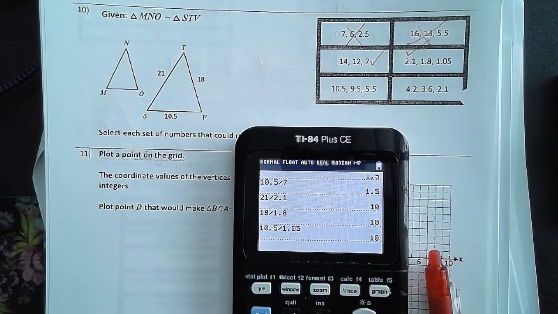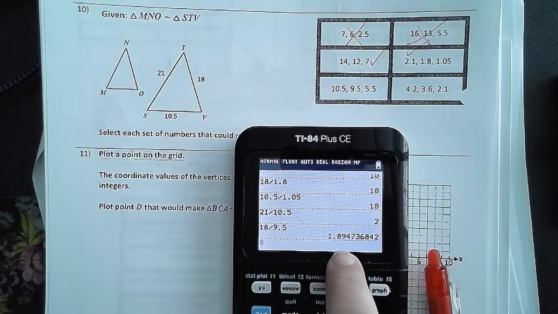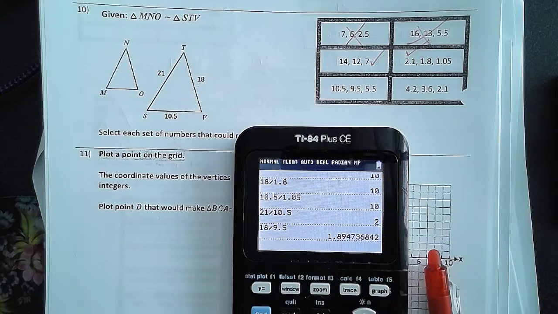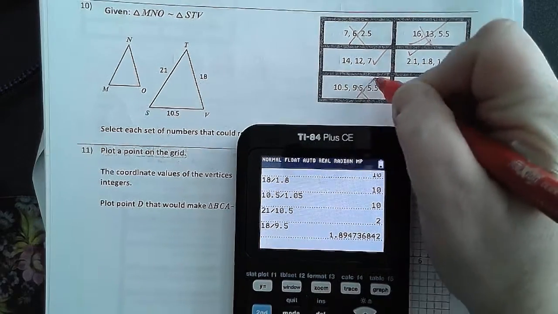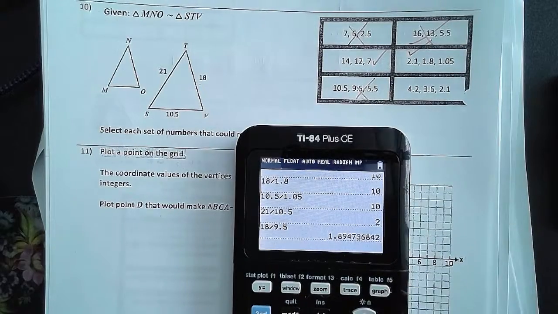So let's try the next one. 21 divided by 10.5, I think that's 2, and then 18 divided by 9.5, that is 1.89. So that does not work. As soon as I get a ratio that's not equal to the one before, then I can stop.